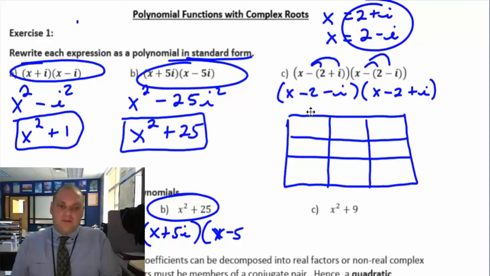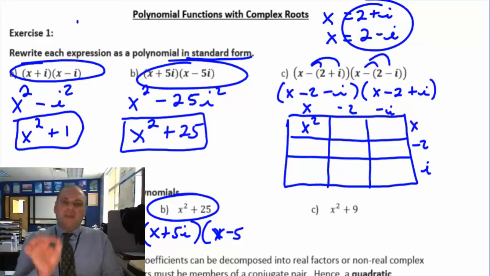All right, so I have x minus 2 minus i. I know I didn't give you a lot of room. x minus 2 plus i. All right, so x times x squared. I want you to pay attention to what happens here when we do the tabular method with i's.